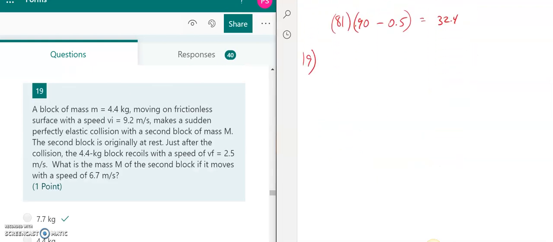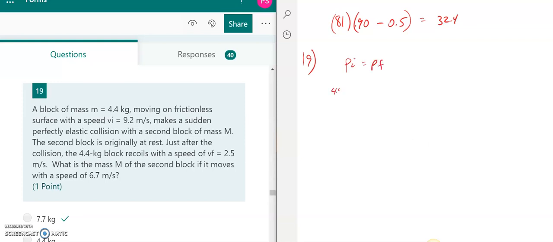19, a block of mass 4.4 kilograms moving on a frictionless surface with a speed of 9.2 meters per second makes a sudden, perfectly elastic collision with a second block of mass m. The second block is originally at rest. After the collision, what's the mass m of the second block if it moves with a certain speed? So it's just an elastic collision here. Initial momentum has to equal the final.